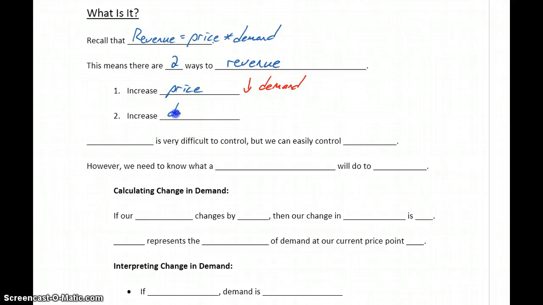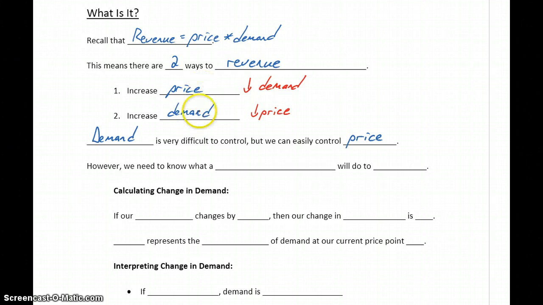The other option is to increase demand. So somehow encourage more people to want to purchase the item. The problem there is that demand is very difficult to control, since obviously we can't directly influence what people are going to buy, we can only attempt. So demand is going to be difficult to control, which leaves us with price as the only thing that's relatively easy to control. So our one method really for controlling demand is to drop the price of our item.